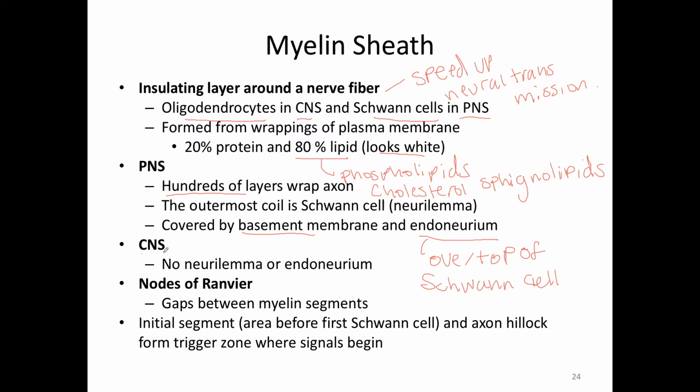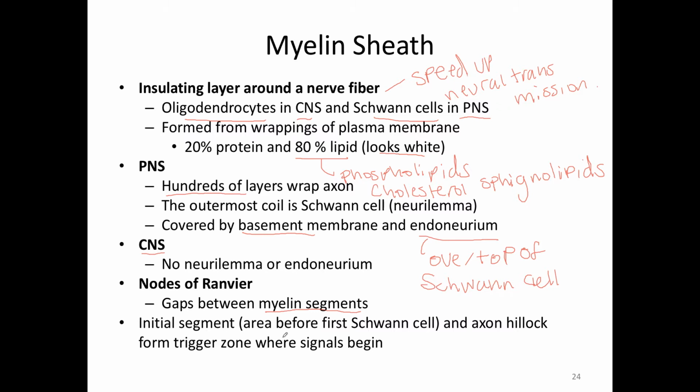In the central nervous system, there's no neurolemma or endoneurium, there's just oligodendrocytes, and that's because extra connective tissue going over the axon would just get in the way of neurons in your CNS talking to each other, so we just don't do that. The nodes of Ranvier are the gaps between myelin segments, so either between feet of oligodendrocytes or between entire Schwann cells.